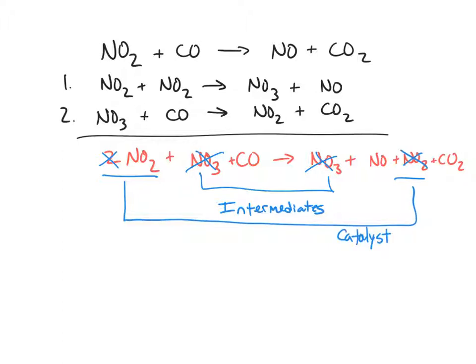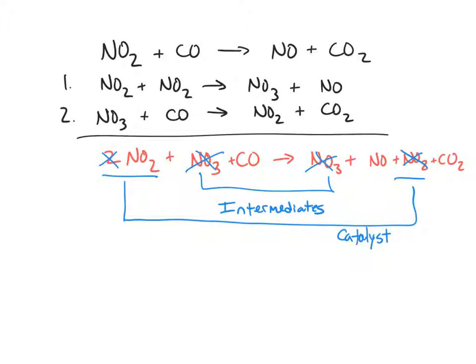A catalyst by definition is something that is present in the beginning of a chemical reaction, and it's also present in the end. And its only purpose is to facilitate a reaction to perform. And so in this case, the catalyst is NO2. Now it happens to also be one of the reactants in the overall reaction, but only some of it gets used up. Some of it is catalyzed, and another part is actually sticking around.